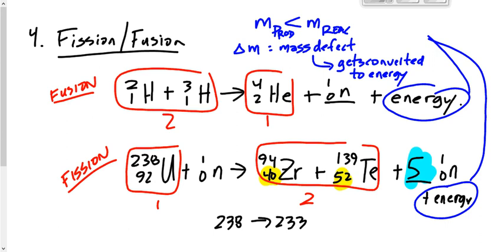We're not going to have to calculate that energy, but someday down the road, if you ever did have to calculate, you just use E equals mc squared, right? Take the mass defect and multiply it by the speed of light squared, and then that would give you the energy that was released in that reaction. So that's fission and fusion.